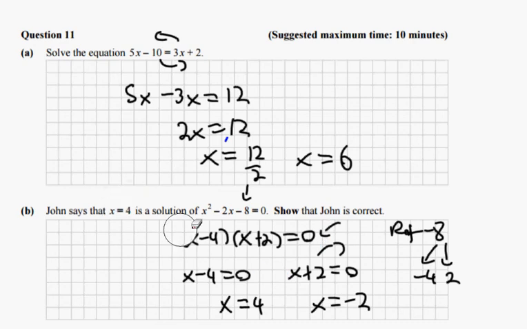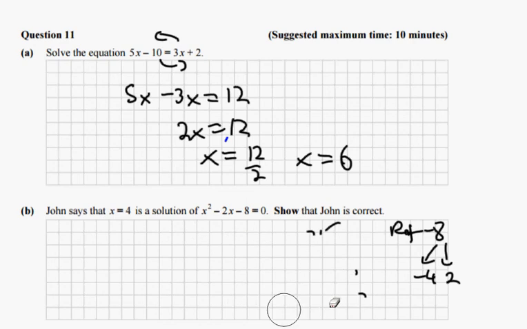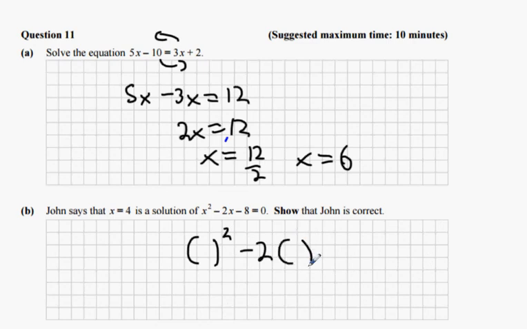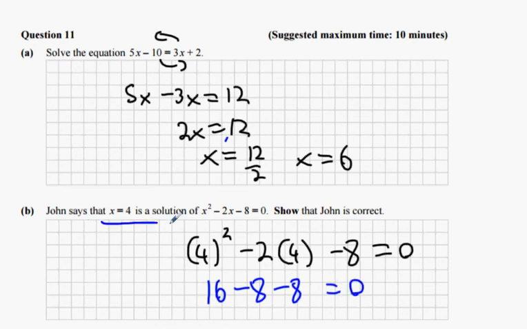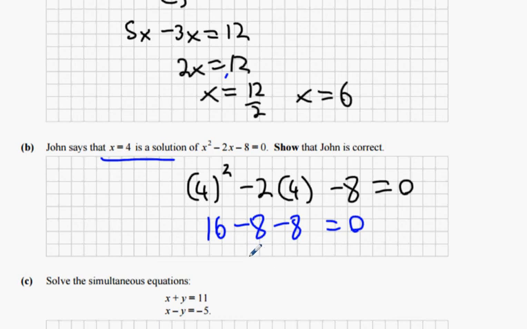The other way to do it is any solution will balance the equation. So if we replace x, there's another way of doing the same question. If we replace x with 4 and the equation balances because of the new number we put in, this means that it is a solution. So it's going to be 16 minus 8 minus another 8, or 16 minus 16 equals 0. 0 equals 0. It is a solution.